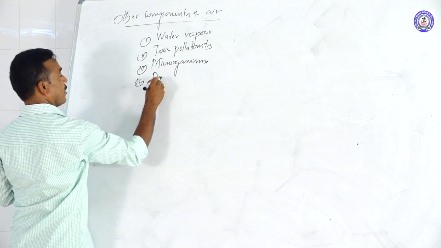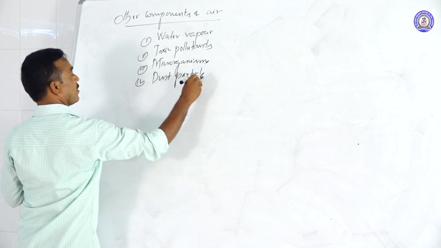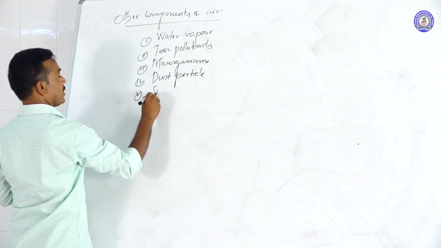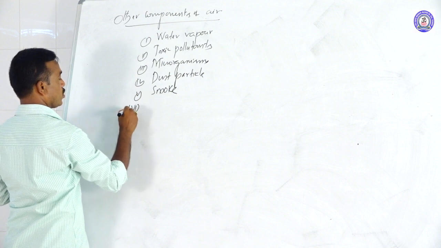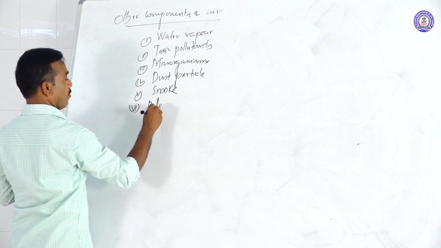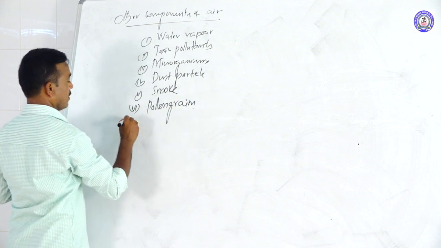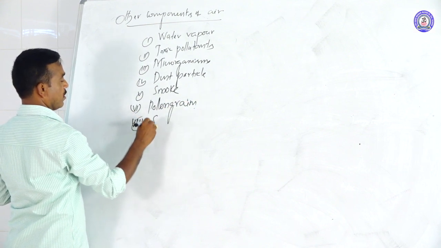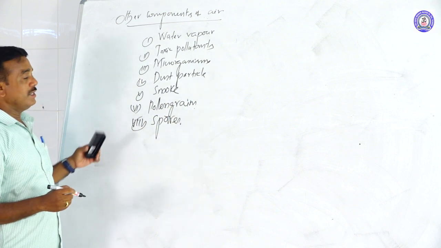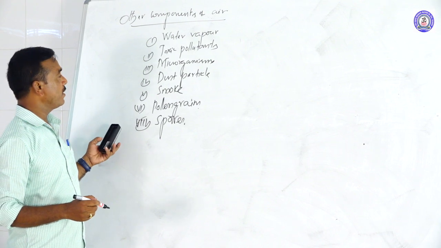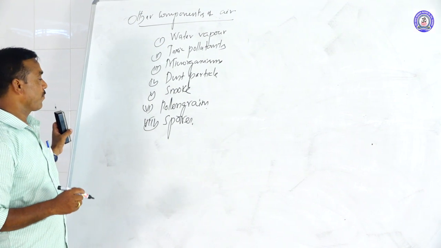Fourth one, dust particles. Fifth one, smoke. Sixth one, pollen grains. Seventh one, spores. These components are also present in the atmosphere.